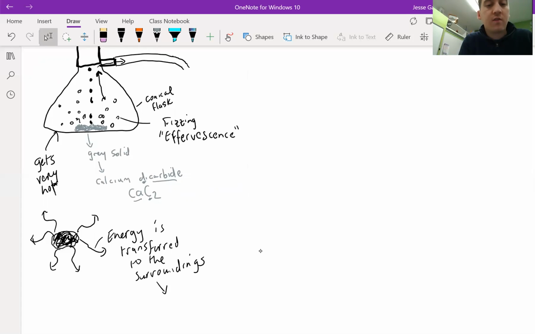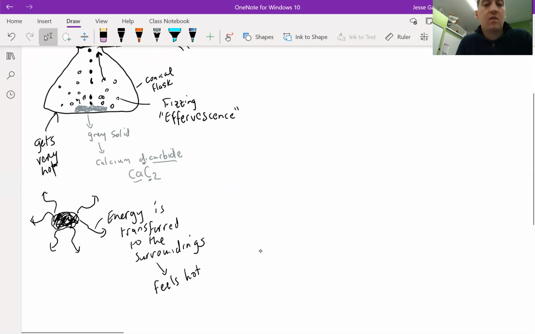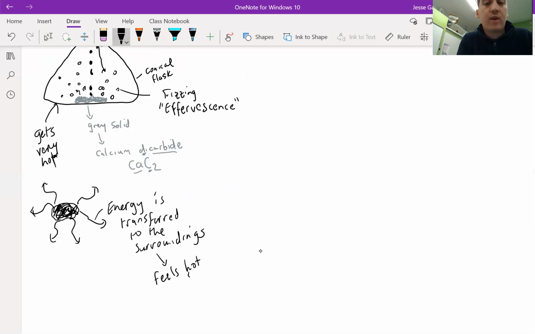When energy gets transferred to the surroundings, it feels hot because you are the surroundings. If you put your hand on the flask, you are the surroundings. So energy has been transferred from this chemical reaction, from this reacting set of chemicals, into your hand. That's why it feels hot. A reaction that does this is called an exothermic reaction.